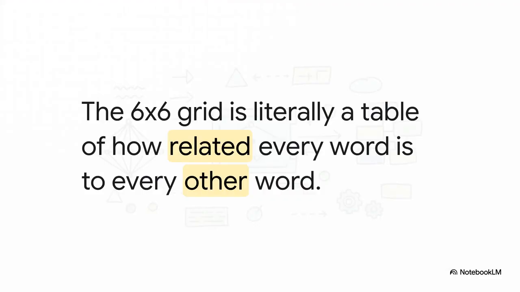So tying this all together, when the transformer computes that 6 by 6 grid of dot products between the words of our sentence, it isn't just crunching random math. That grid is literally a table of how related every single word is to every other word in the sentence. A huge positive number means two words are highly aligned in meaning or context. This relatedness table, it's the pure, raw material of attention.